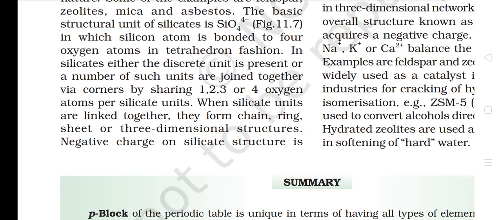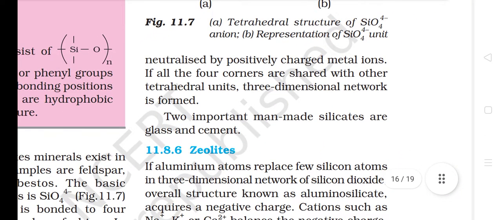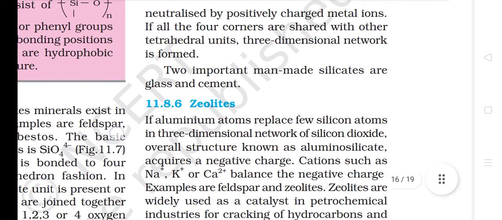Negative charge on the silicate structure is neutralized by positively charged metal ions. If all the 4 corners are shared with other tetrahedral units, a three-dimensional network is formed. Two important man-made silicates are glass and cement.